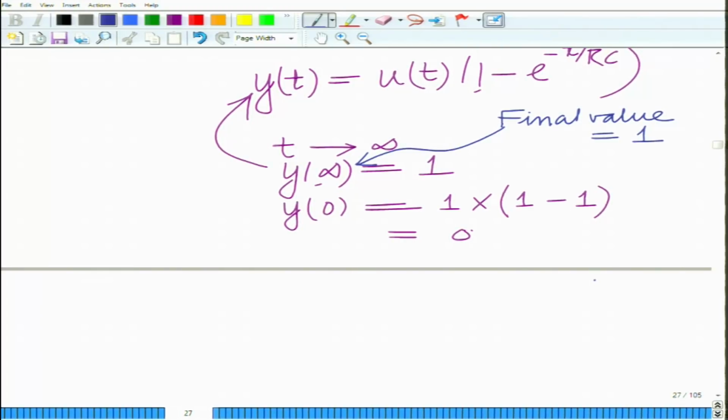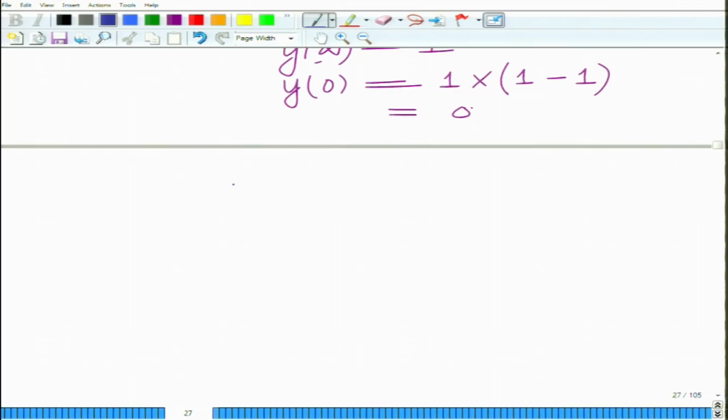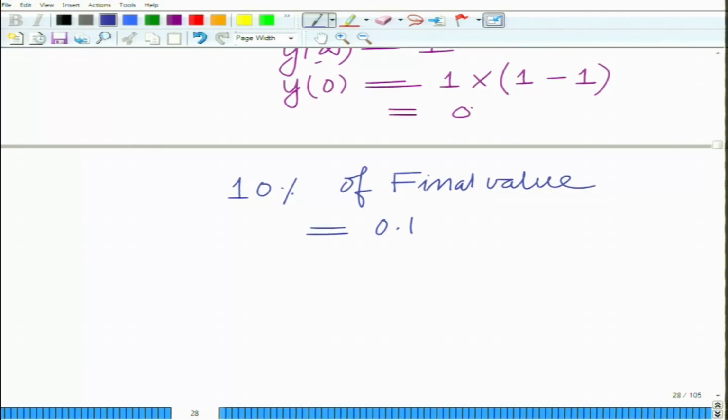Now, remember, we define the rise time as the time taken by the RC circuit, or the capacitor voltage, to go from 10% of the final value to 90% of its final value. Now, 10% of its final value, that is 10% of 1, that is 0.1 into 1, y infinity equals 0.1.